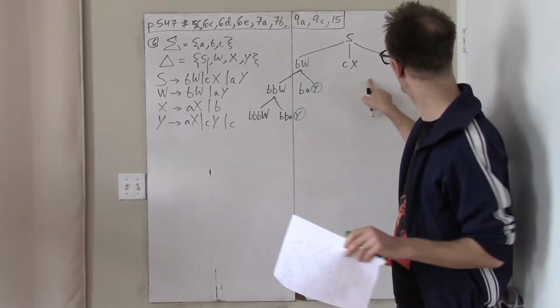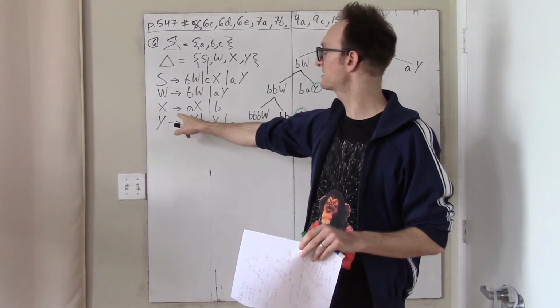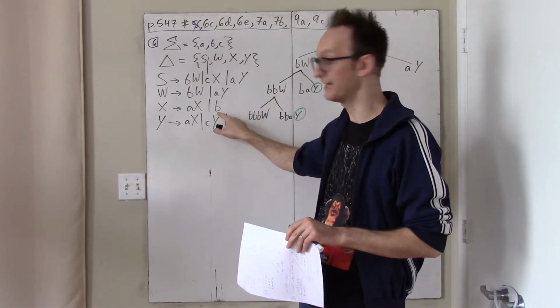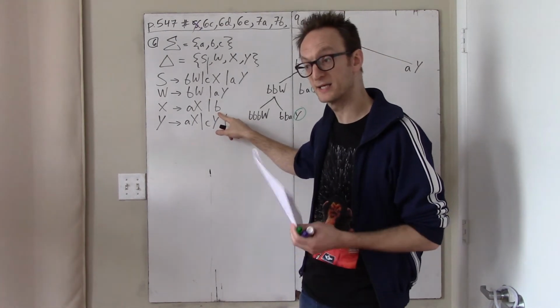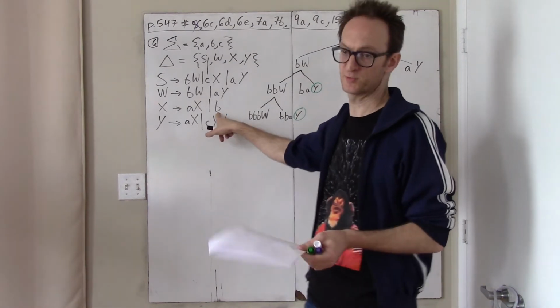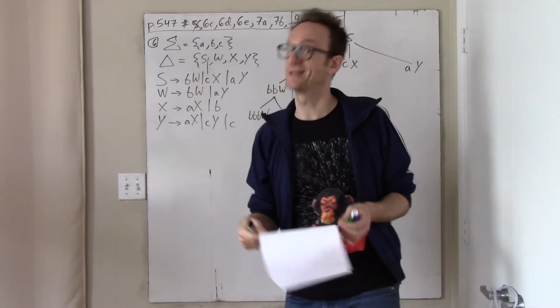Okay, well then let's look at maybe CX next, because X has the nice attribute that it does have a rule whose right hand side has no non-terminals, which is to say it has only terminal symbols, so it terminates.